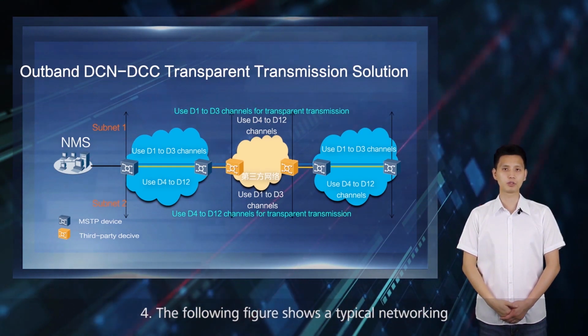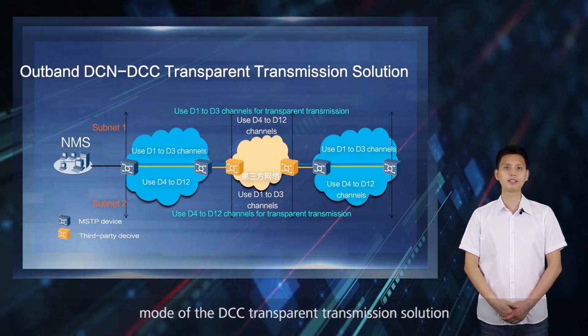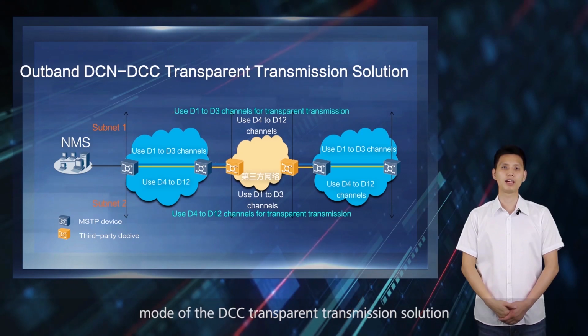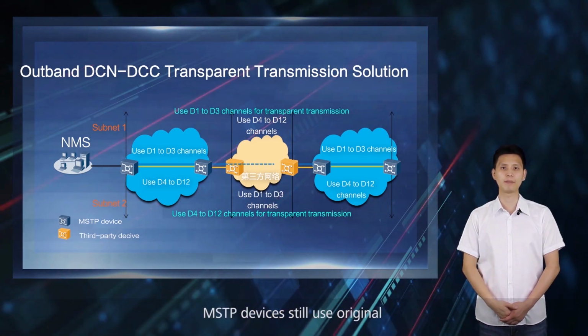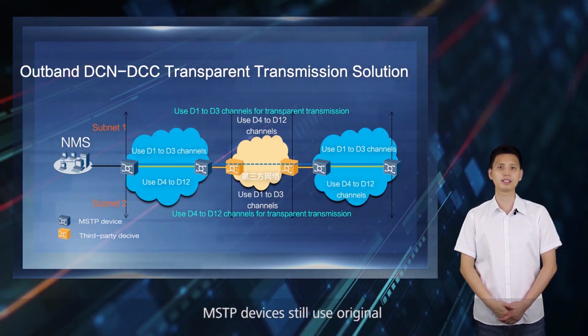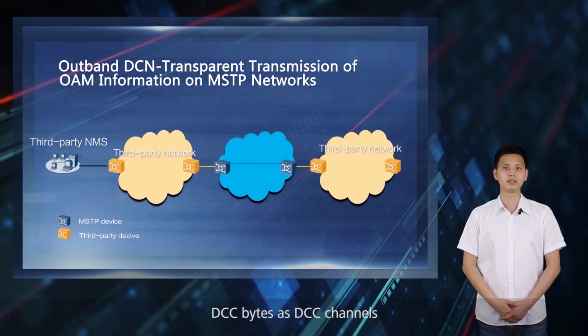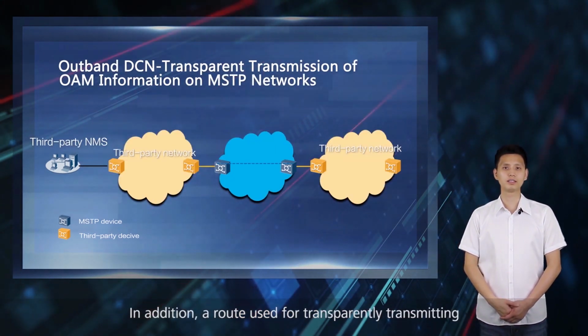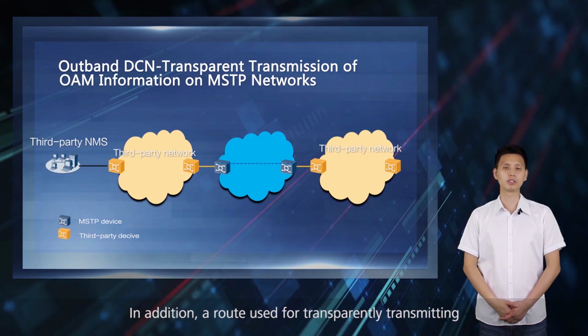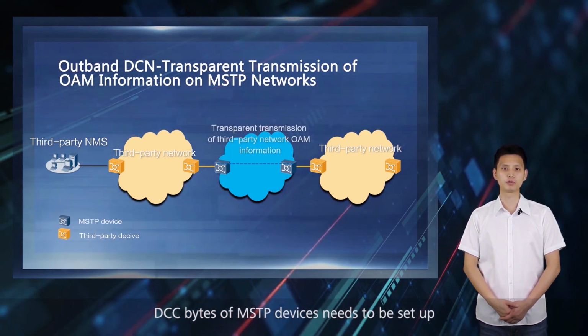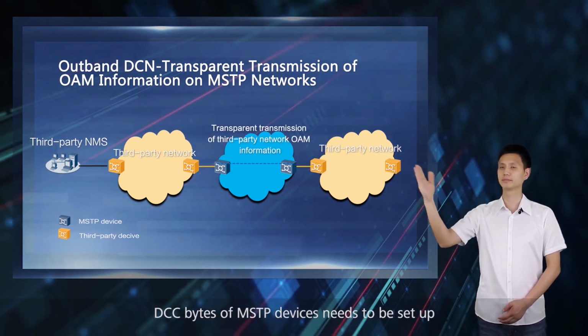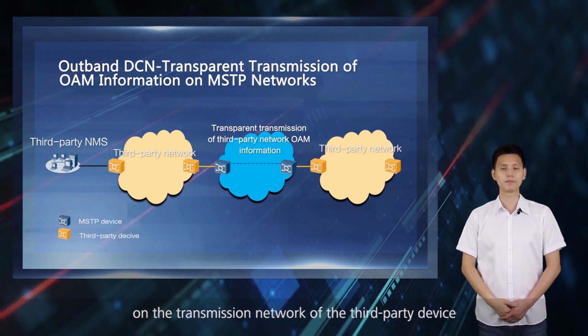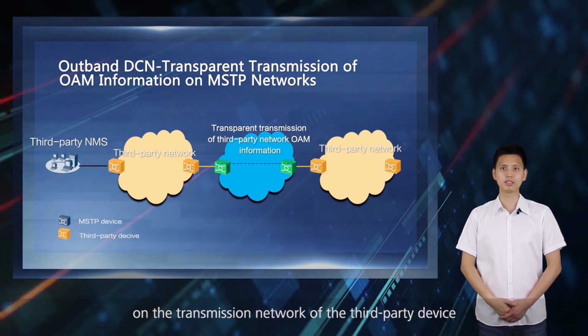4. The following figure shows a typical networking mode of the DCC transparent transmission solution. MSTP devices still use original DCC bytes as DCC channels. In addition, a route used for transparently transmitting DCC bytes of MSTP devices needs to be set up on the transmission network of the third-party device.